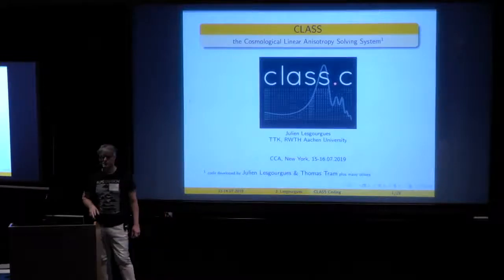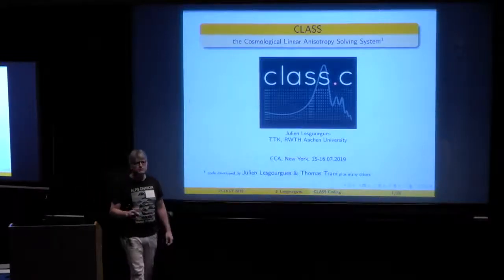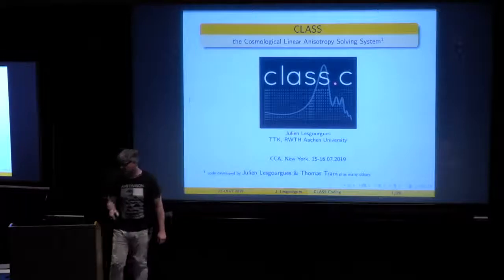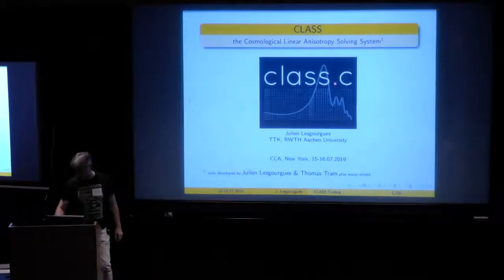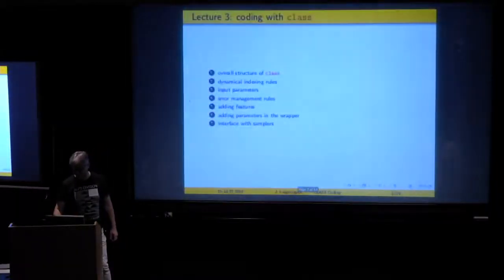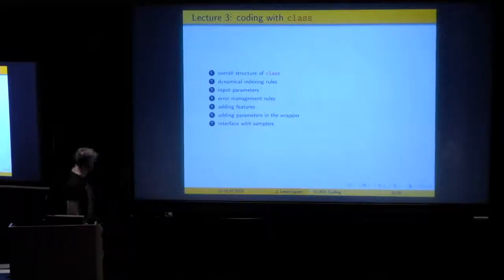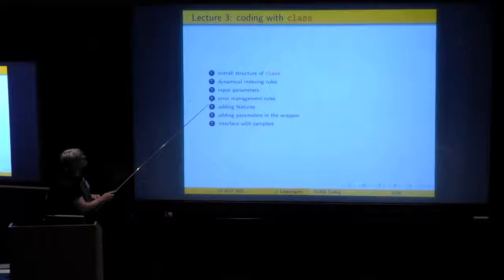But I'm pretty optimistic that the 2 coding lectures will be short. And so maybe after 1 hour and a half, we will be able to start the exercise session. So this is the program of the morning. I will go through the overall structure of the code, and I will insist on 2 technical issues, which are what are the rules for the dynamical allocation of indexes, and what are the rules for error management. This will require a little bit of concentration.